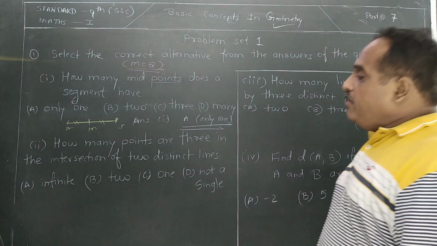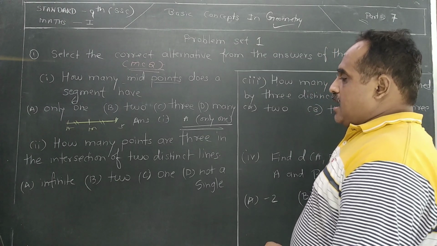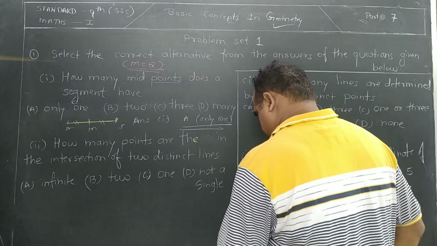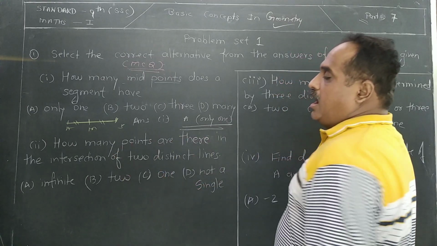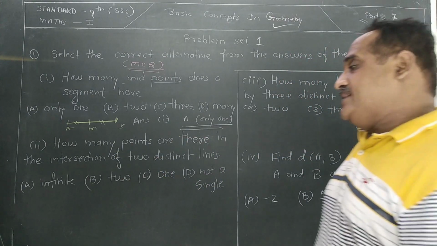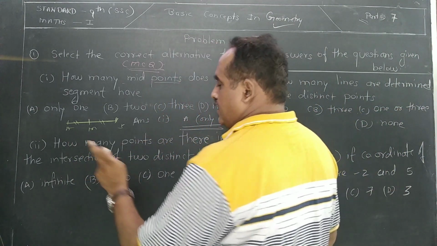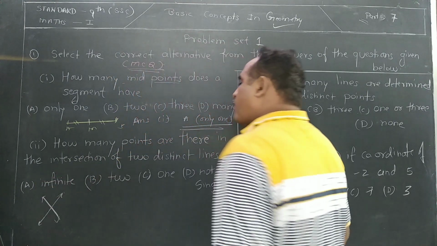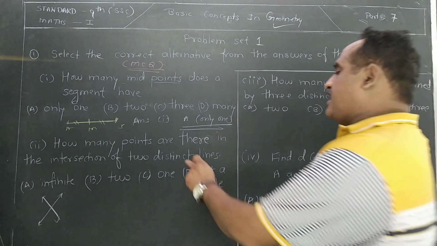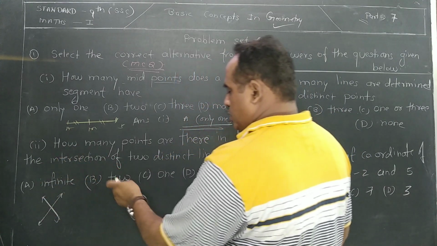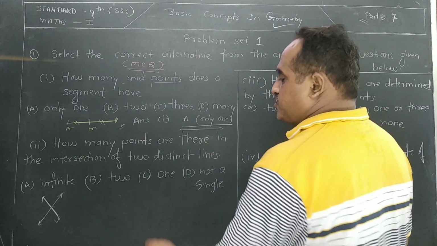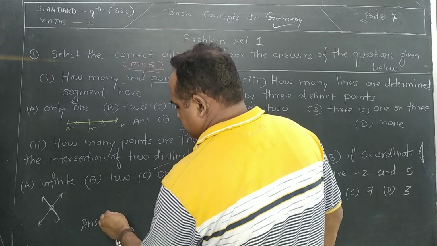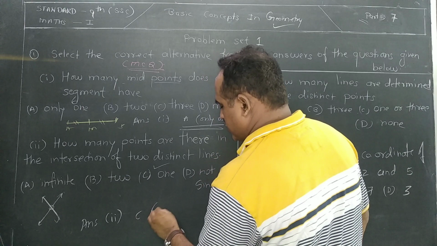Okay. How many points are there in the intersection of two distinct lines? See the options: infinite, 2 points, 1 or not a single point. Suppose two lines are intersecting. In how many points do they intersect? Distinct lines, different lines intersect in only one point. This is what I want to write. The answer for the second question is C, and the option is 1.